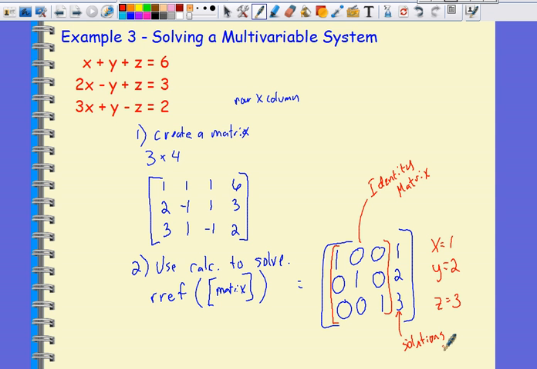Why don't you try this one on your own. Actually, first, before we do the calculator, first step is to write out the matrix. So let's make sure we all can do that. Okay, so help me out for this first step. First of all, what's the size? Also a 3 by 4. Okay. So what would it be?